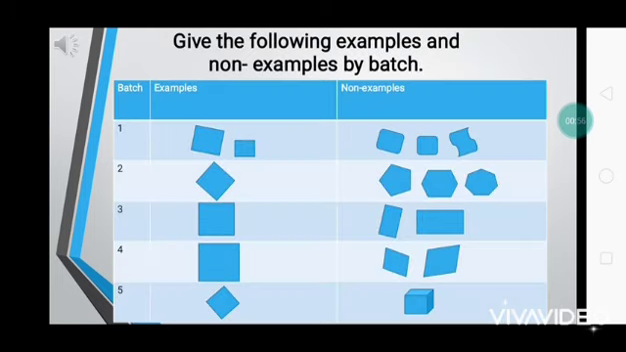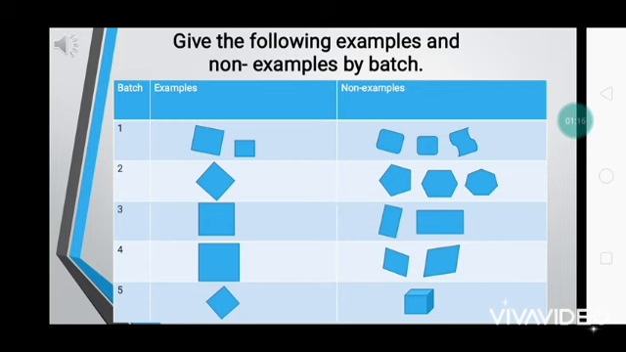Give the following examples and non-examples by batch. So, batch 1, made of straight lines, no curvy lines. So, the example is the square. The square has no curvy lines. While for the non-example, you see there is a shape with curvy lines.